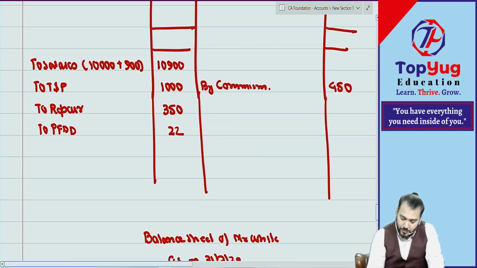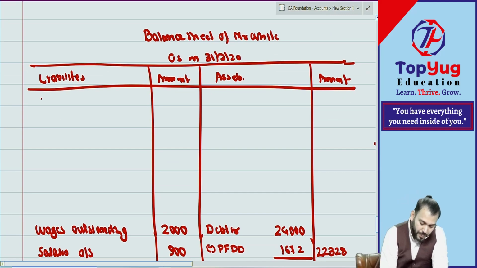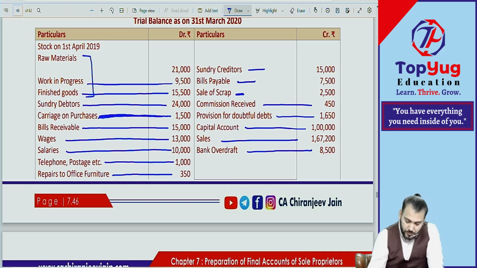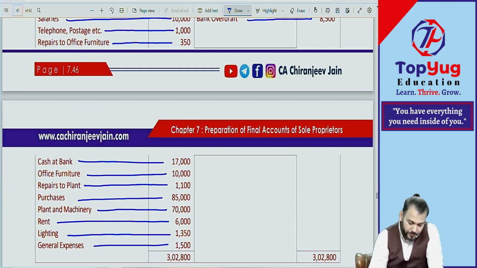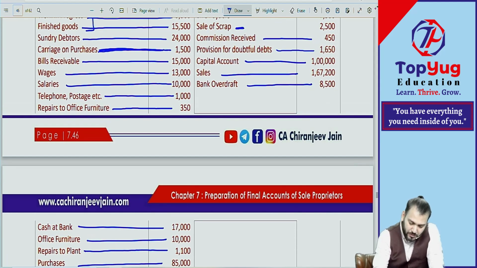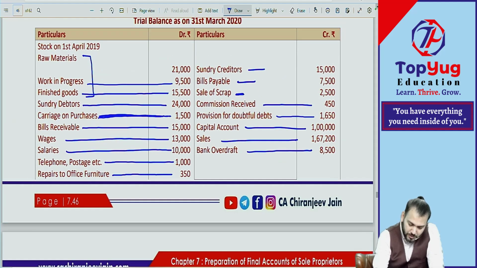Capital account. Write down capital account. Capital. Opening balance how much? In the column na. Done. This also done. But where is capital account? Acha, from this we go there. Okay, fine. You went there na? Okay, fine. Commission receive capital account.